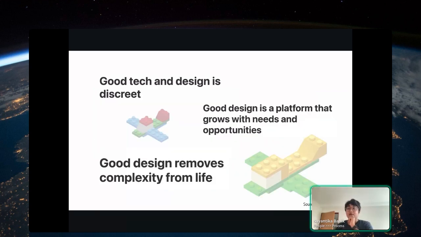It is discrete. So abstraction is one concept which has been talked about a lot. And a good design is discrete. There are different levels of abstraction that could be built, also depending on your users, how they interact. And a good design platform grows with the needs and opportunities. It's not static. Having a design doesn't limit you from adding interesting bits and pieces. It scales on its own. Depending on how the interaction and flows look, we can increment it, we can modify it.